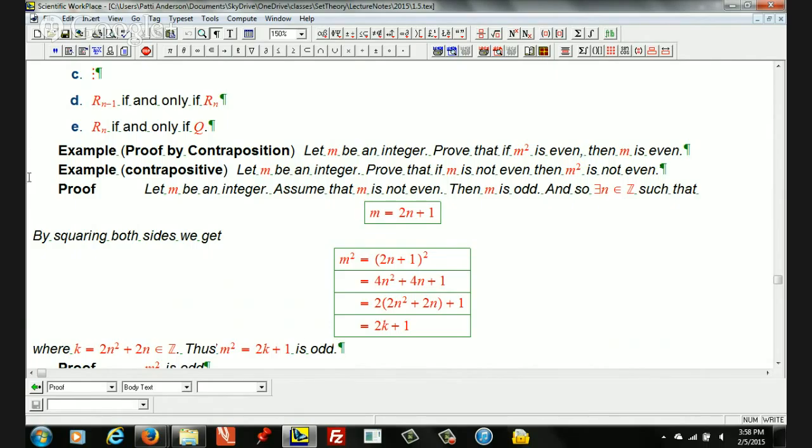I kind of have that stated right here. m squared is odd. So if m squared is odd, we started with m is odd, then n squared is odd. Contrapositive: if m squared is even, therefore, so I see which conclusion. And so if m is odd, then m squared is odd.